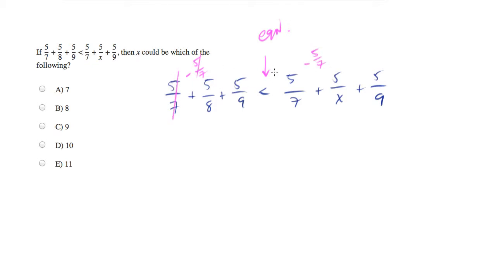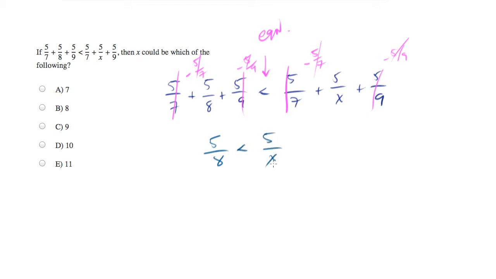And you'll notice, boom, that cancels out two of our terms right off the bat. We can also subtract 5/9 from both sides. And boom, there's another two gone. And what we end up with is something a lot more manageable: 5/8 is less than 5 over x.